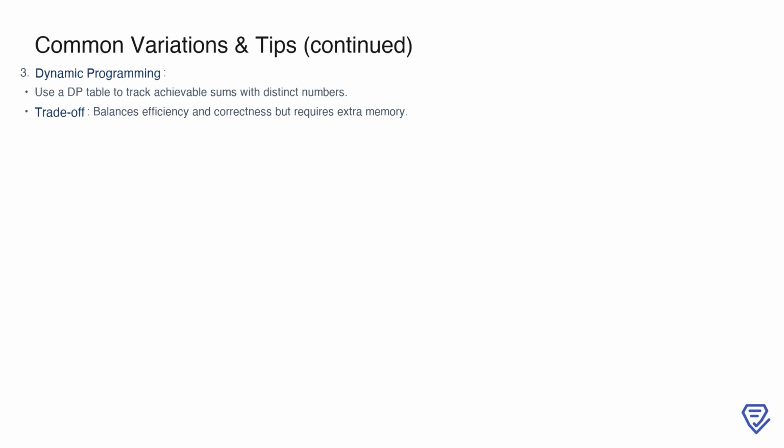While it may not be as fast as the greedy approach in simpler cases, it provides a robust and reliable solution for more complex inputs. Each of these methods, greedy, backtracking, and dynamic programming, has its strengths and weaknesses, so choosing the right one depends on the specific constraints and requirements of the problem you're solving.